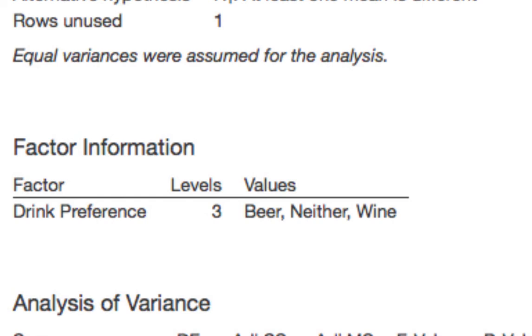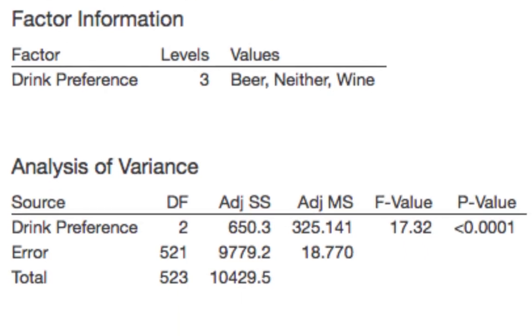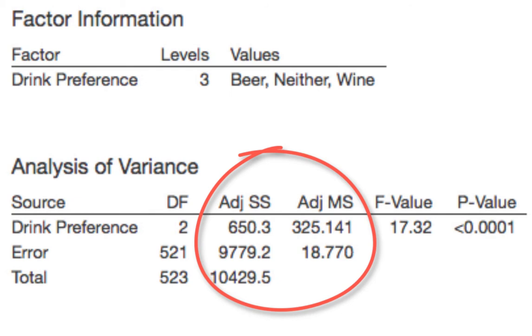The factor information is telling us that for our factor of drink preference, there are 3 levels, in alphabetical order: beer, neither, and wine. The table labeled Analysis of Variance is also known as the Anova source table. This gives us our degrees of freedom, so our k-1 and n-k. ADJ stands for adjusted, although for a one-way Anova, these are not really being adjusted for anything. These are just our sums of squares and mean square.